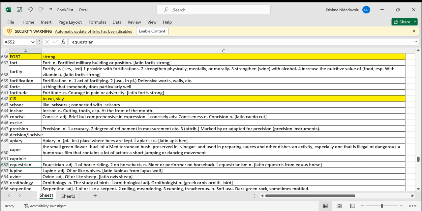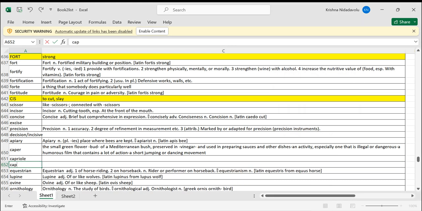Capricious act. Capricious is done with very little thought. Capricious, it shows sudden changes in attitude or behavior. Changing his mind suddenly or behaving in an unexpected way. This is related to behavior that is similar to that of a goat.